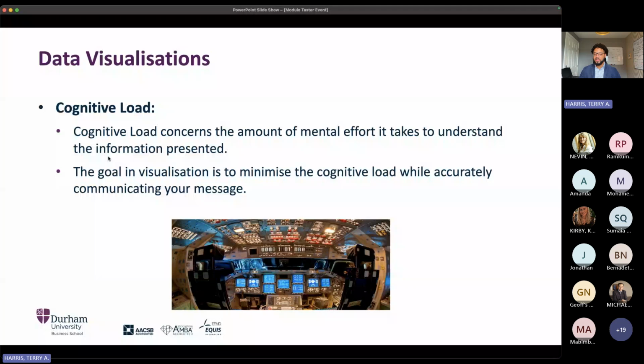When we're developing visualizations, we need to think about the cognitive load. This concerns the amount of mental effort it takes the user of the information to understand the information that is presented. We want to minimize cognitive load while still communicating the key ideas. Think of a cockpit, where there's a lot of stuff going on. We like to reduce clutter, so we want to reduce clutter in our visualizations while keeping the main and key ideas.